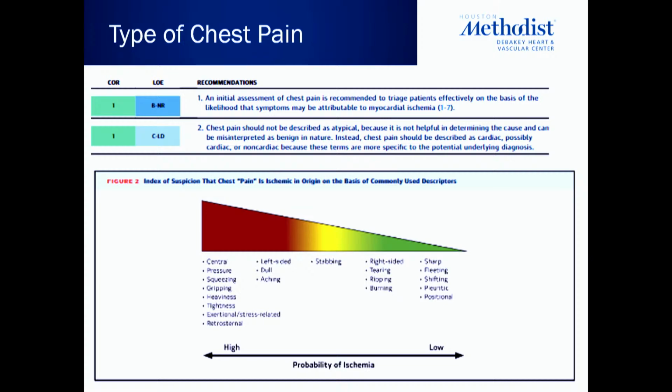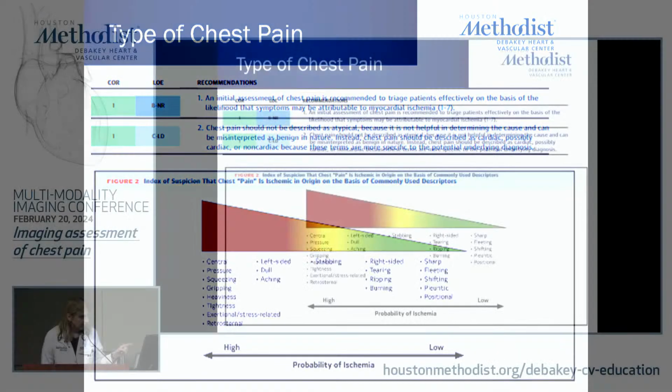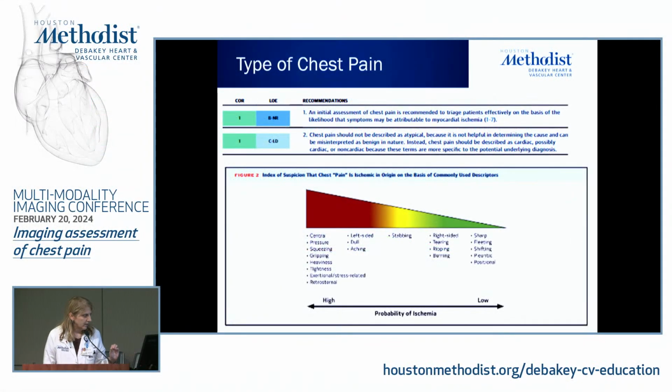In the new guidelines, the 2021 chest pain guidelines that were updated in 2023, it says, you can see it right there, class 1 indication: chest pain should not be described as atypical because it is not helpful in determining the cause and can be misinterpreted as benign in nature. Instead, chest pain should be described as cardiac, possibly cardiac, or non-cardiac, because these terms are more specific to the potential underlying diagnosis.